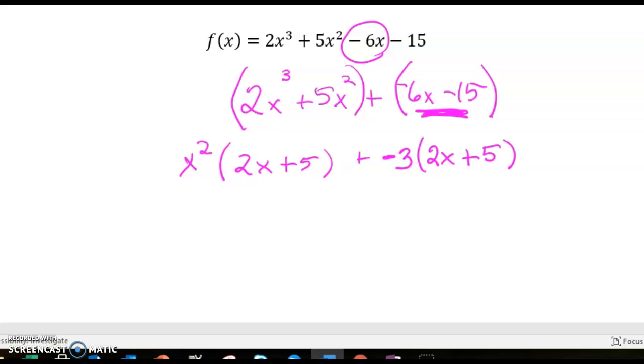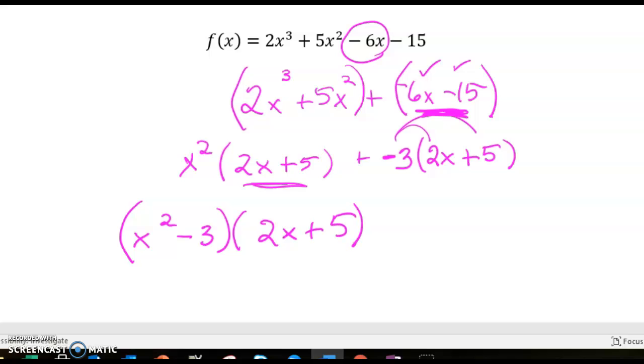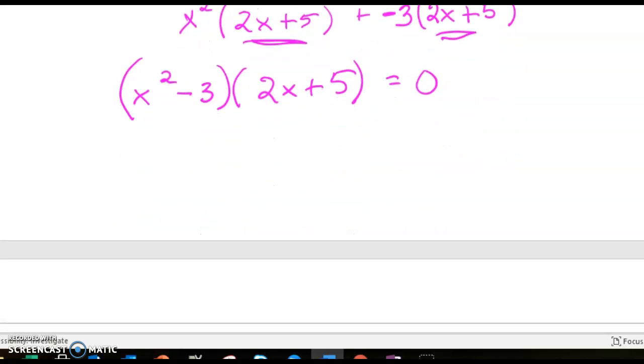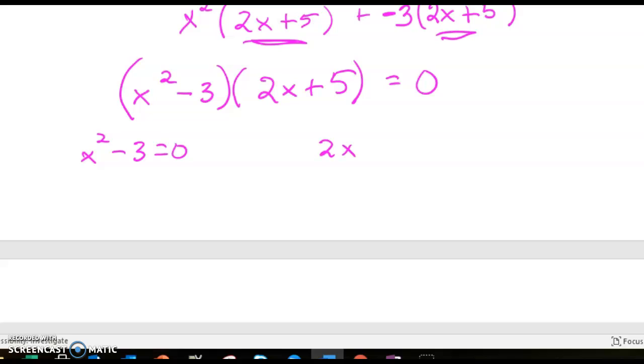So you could distribute to make sure that you got your signs right. Negative 3 times 2x is negative 6x. Negative 3 times 5 is negative 15. We group our two GCFs together. So we have x squared minus 3 together times 2x plus 5. The common binomial is only written once. And we set each of those equal to 0. So we have x squared minus 3 equals 0, 2x plus 5 equals 0.